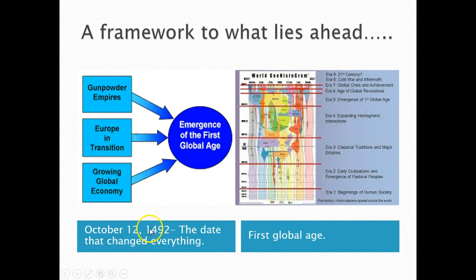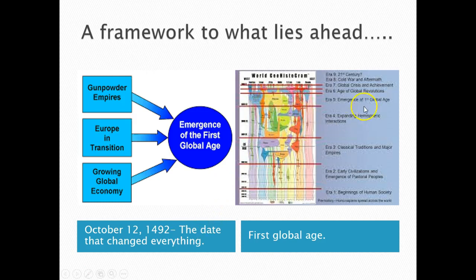And this is the date that changed everything, 1492. This is the game changer. This is the first time in human history that the four world zones became one world. It was truly a global world with this date, with Columbus's arrival in North America. Columbus never set foot on what we consider the United States of America today. Let's just get that out of the way now.